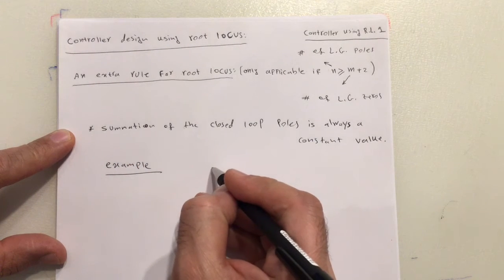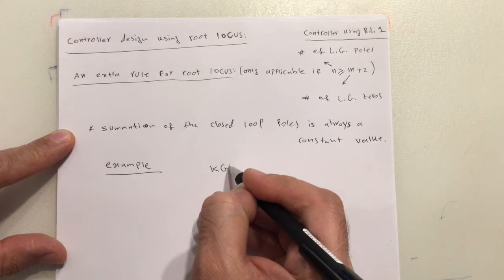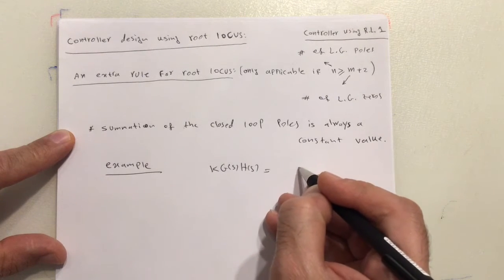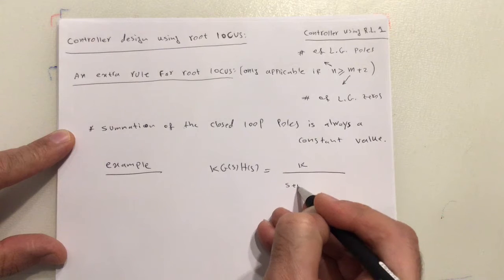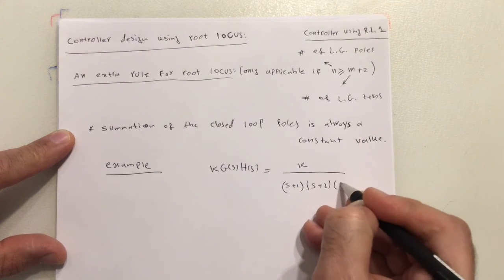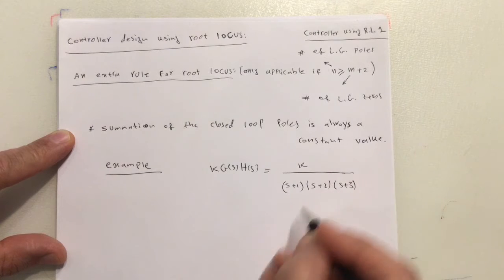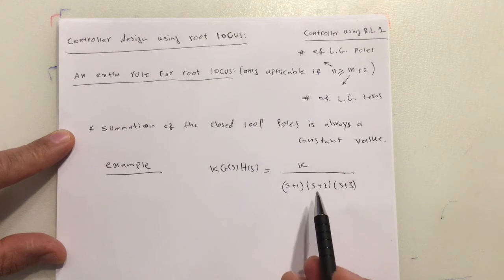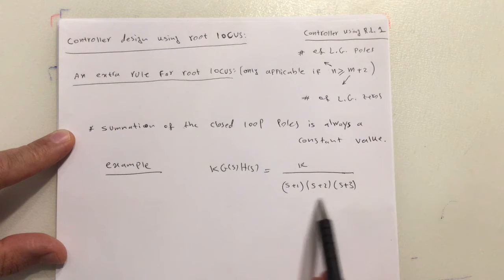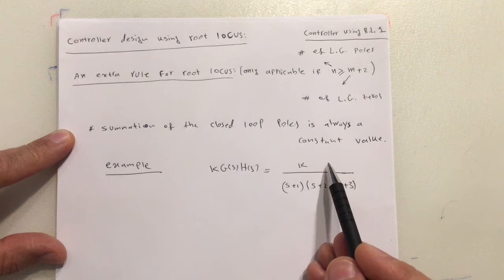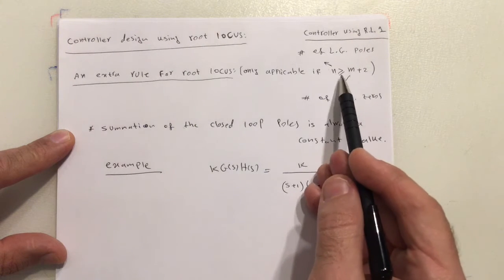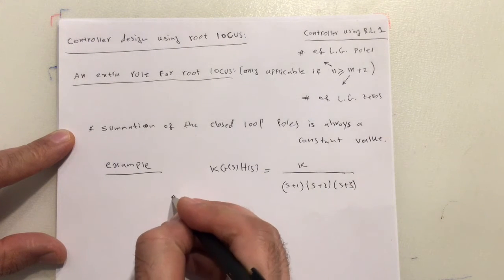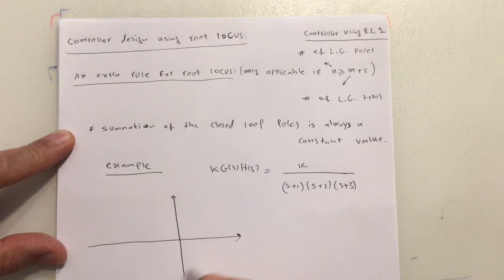In the example, suppose that the loop gain k g of s h of s is equal to k divided by (s plus 1)(s plus 2)(s plus 3). So suppose that you're going to draw the root locus for this system. The number of loop gain poles is 3. The loop gain doesn't have any zeros, so this condition is fulfilled and you can use this rule. I will draw the root locus roughly.